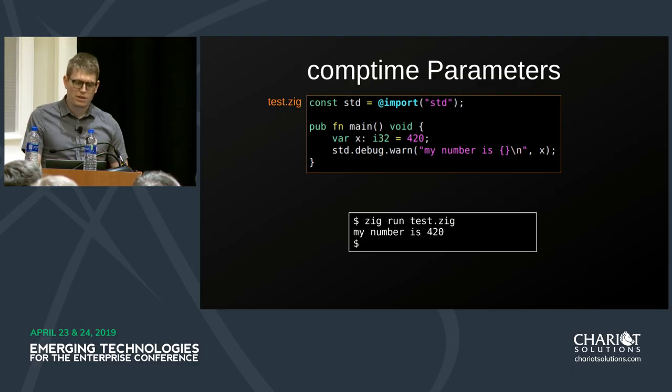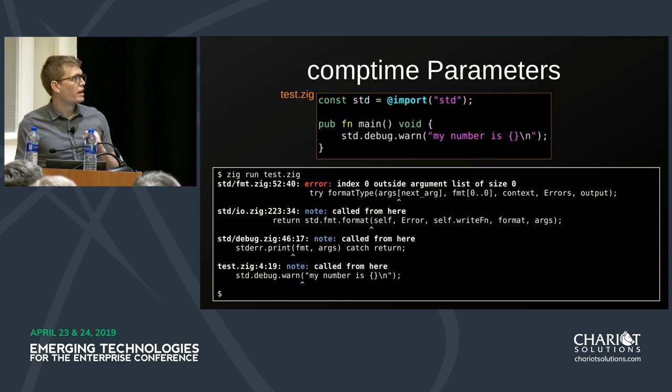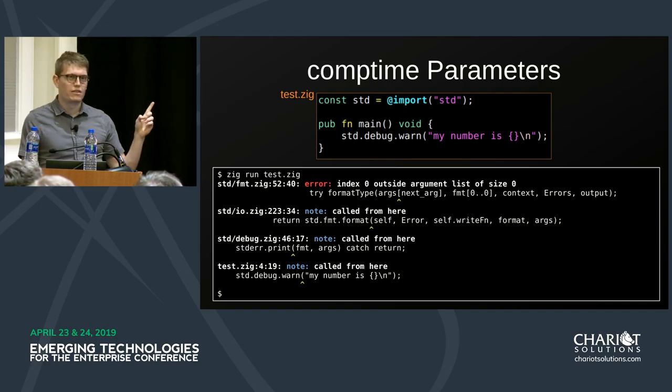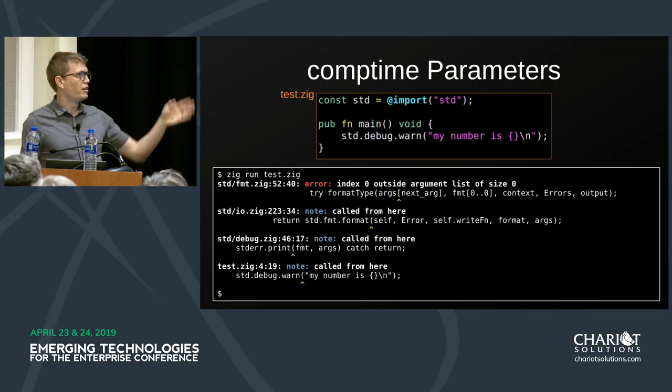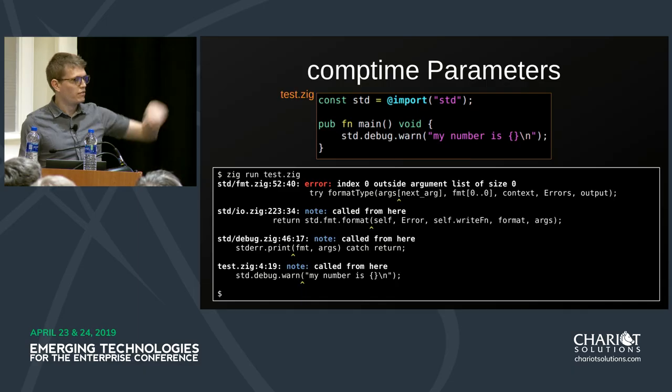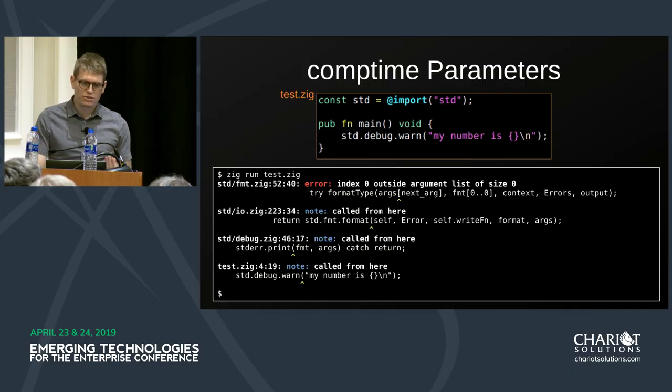And we can see that because if I take away this x right here, I get a compile error, not a runtime error, which means that the implementation of this function triggered a compile error based on the knowledge at compile time of that string.